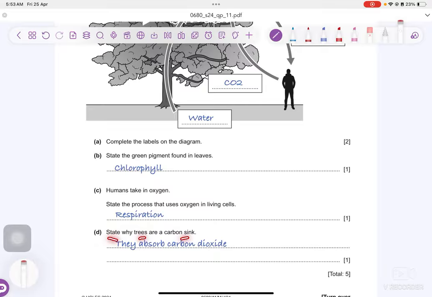State why trees are carbon sinks. They're carbon sinks because they absorb carbon dioxide from the atmosphere, okay? And this is very important. In another question, they might ask you, they already asked it in one question before, why is it important to stop logging or stop deforestation? It's because trees take in carbon dioxide, they act as carbon sinks, okay? And they also photosynthesize, which gives us oxygen. So it kind of balances the gases, okay? And carbon dioxide is a greenhouse gas, so we don't want greenhouse gases. A large amount of it will cause global warming.